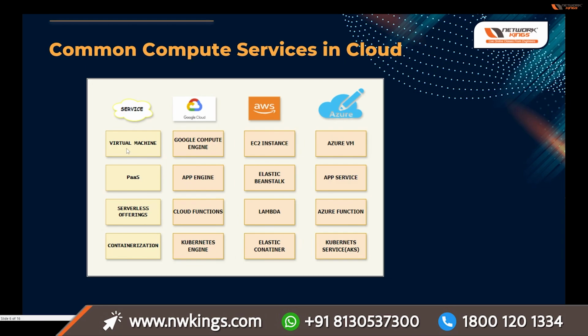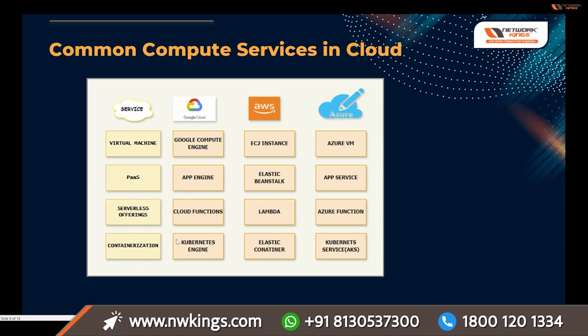First of all, virtual machines. If you want to build a virtual machine on cloud, in GCP they will call it Google Compute Engine, in AWS they will call it EC2 instance, and in Azure they will say Azure VM. For platform as a service, in GCP you will get App Engine, in AWS you will get Elastic Beanstalk, and in Azure you will get App Services. Similarly, for serverless offerings, in GCP you will have Cloud Functions, AWS will have Lambda, and Azure will have Azure Functions. Now it comes to containerization.